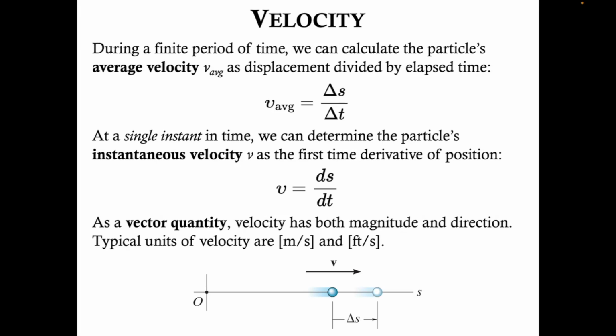Let's now discuss velocity, the time rate of change of the particle's position. During a finite period of time, meaning a non-zero but non-infinitesimal period of time, we can calculate the particle's average velocity, v sub average, as displacement divided by elapsed time, where v sub average equals delta s over delta t. At a single instant in time, we can determine the particle's instantaneous velocity v as the first time derivative of position. That is, v equals ds by dt. As a vector quantity, velocity has both magnitude and direction, and in this diagram we're representing that velocity vector as this arrow to the right. Typical units of velocity are meter per second and foot per second, since we have a displacement over an amount of time.